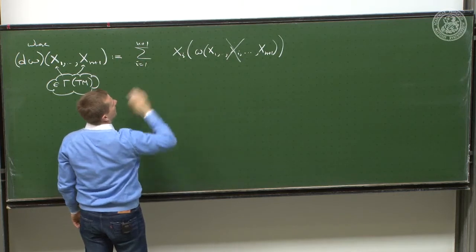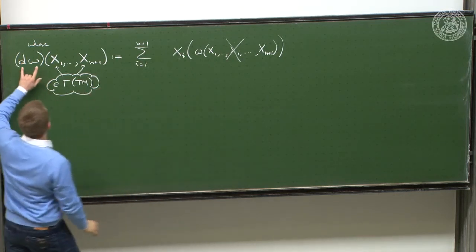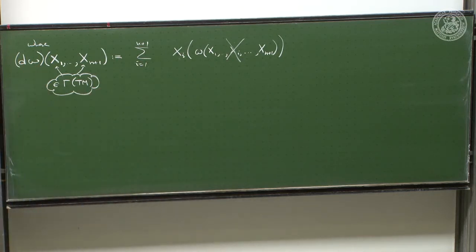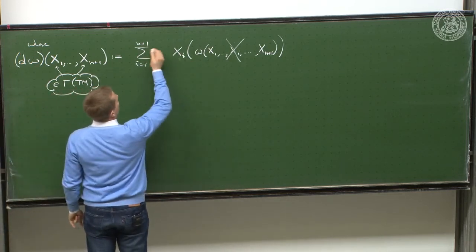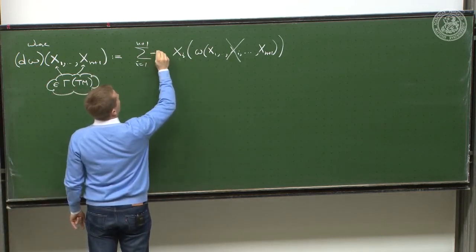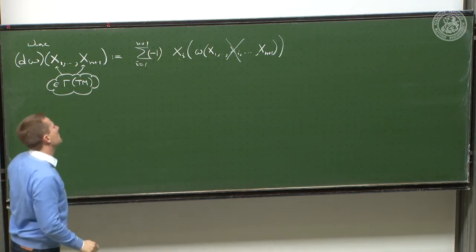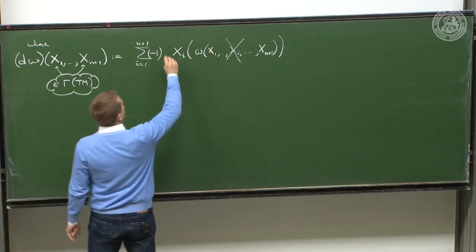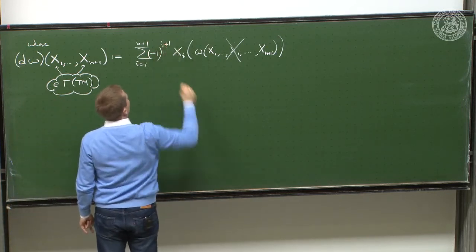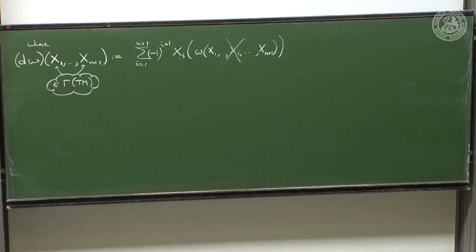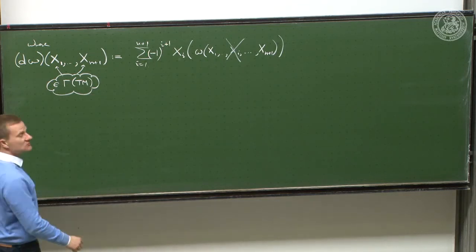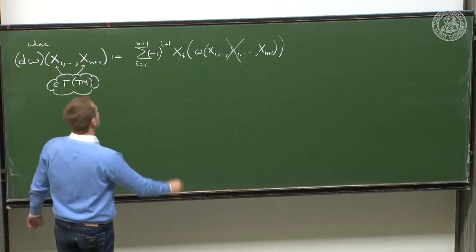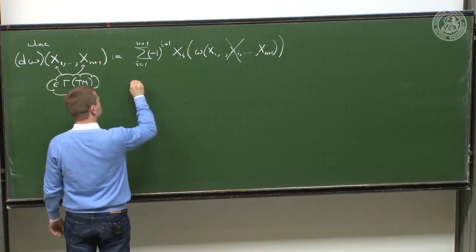So I sum over all of these, but I want this thing to be a form again, so it needs to be antisymmetric, and in order to ensure this, I have to put a minus sign occasionally, and I put a minus sign with the power i+1. That's what I want, precisely. That's not all of it. Then there is a plus.